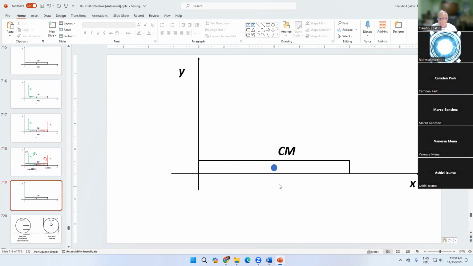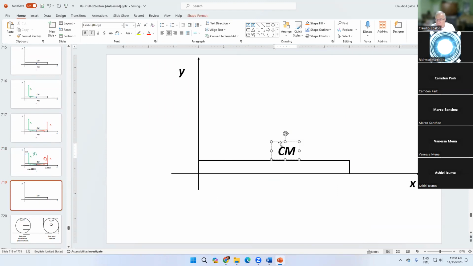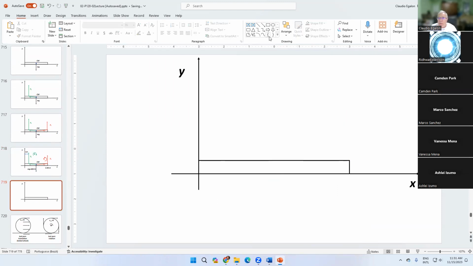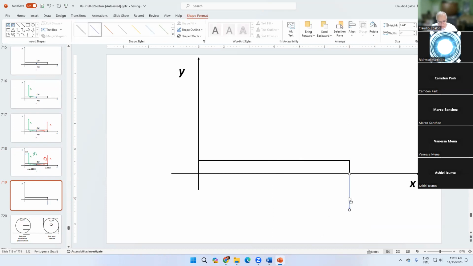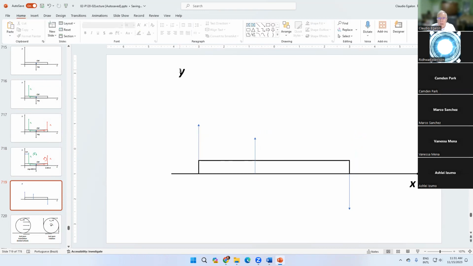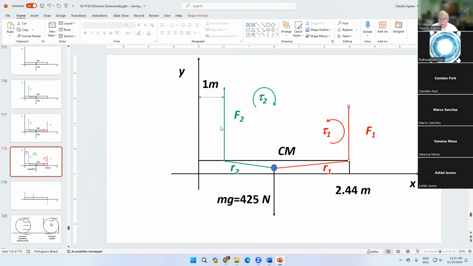Here you go. That's going to be the plank. That's going to be the force of the weight. That's going to be the force of the fulcrum around here. And then we have also the force of the bolt. F1, F2, and W. Here you go.